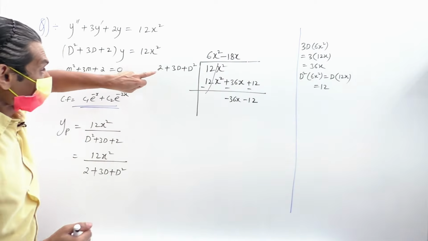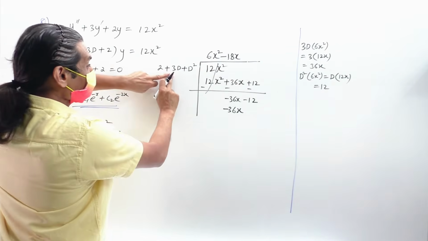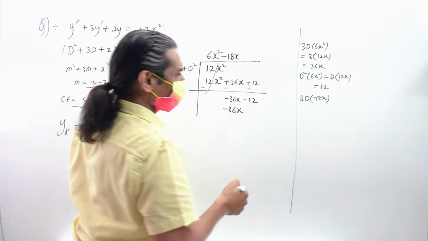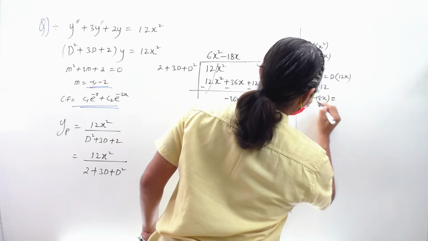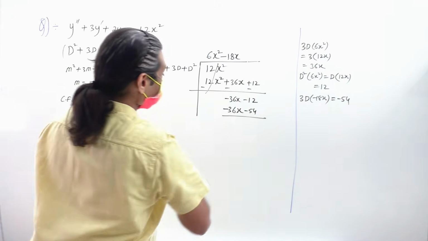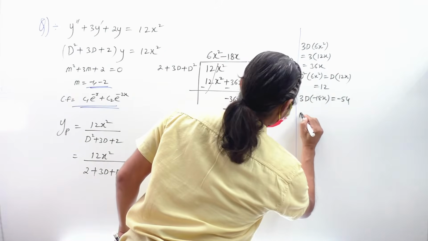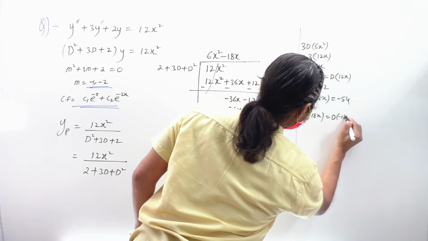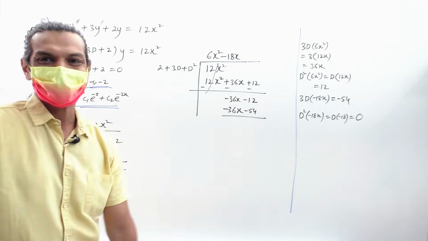Again, 2 into minus 18x is minus 36x, so we get the same term. Again, 3d into minus 18x will be only one time differentiation. Differentiation of 18x is 18, so 3 times 18 is 54, so we have minus 54. Next, d square of minus 18x will be 0. Why? Because d square of minus 18x is d of minus 18, and that is nothing but 0 because 18 is a constant. As simple as that.